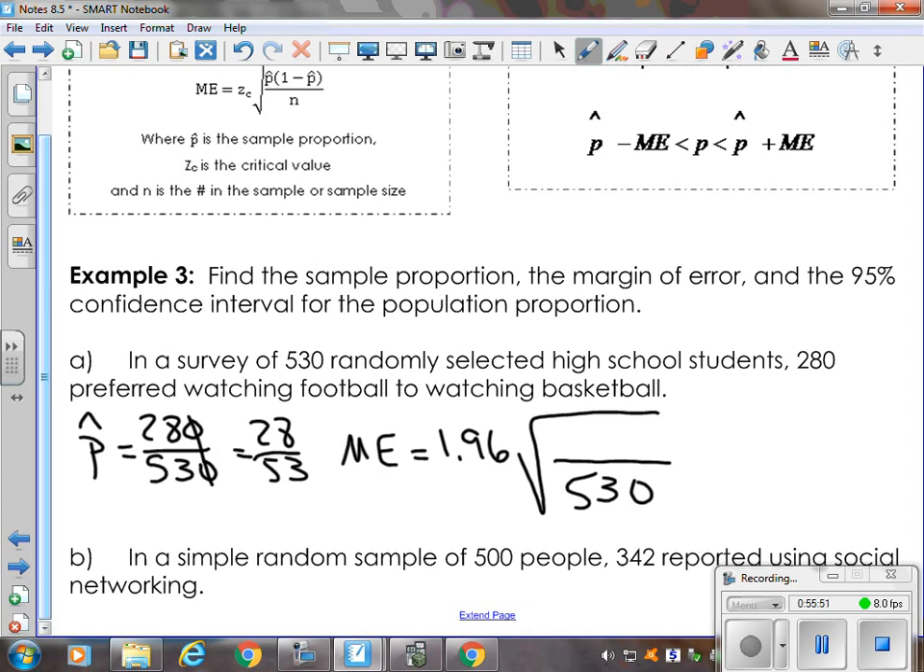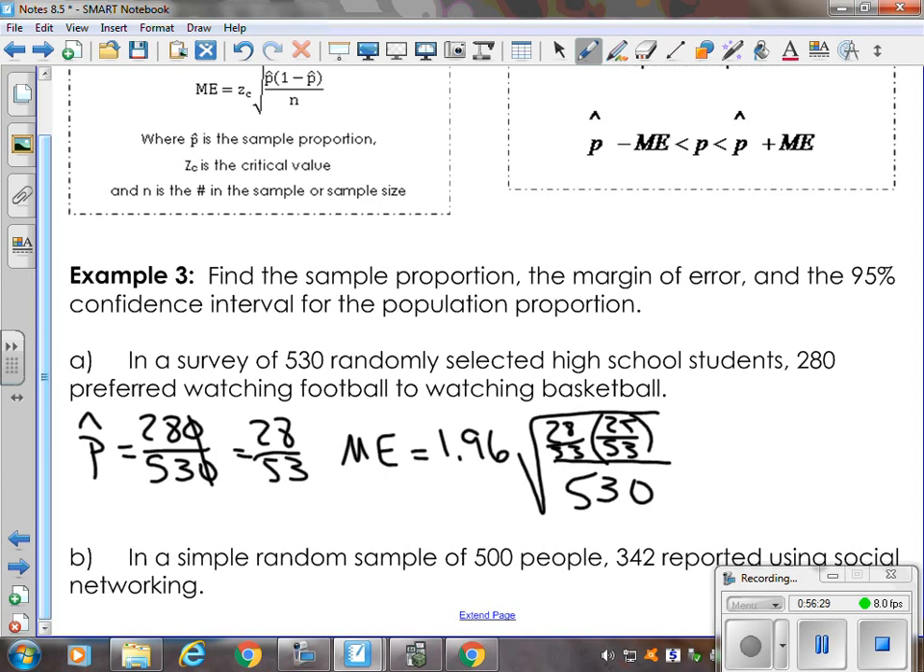Then I'm going to take this fraction, 28 over 53, and multiply it times whatever 53 minus 28 is, because I want to figure out how many people didn't say that. So what's 53 minus 28? 25. So that's the probability they didn't watch football instead of basketball. So you've got to have a fraction for the p-hat, and a fraction for the difference of it and 1. So it's just easy to subtract the bottom and the top, put it back on top.